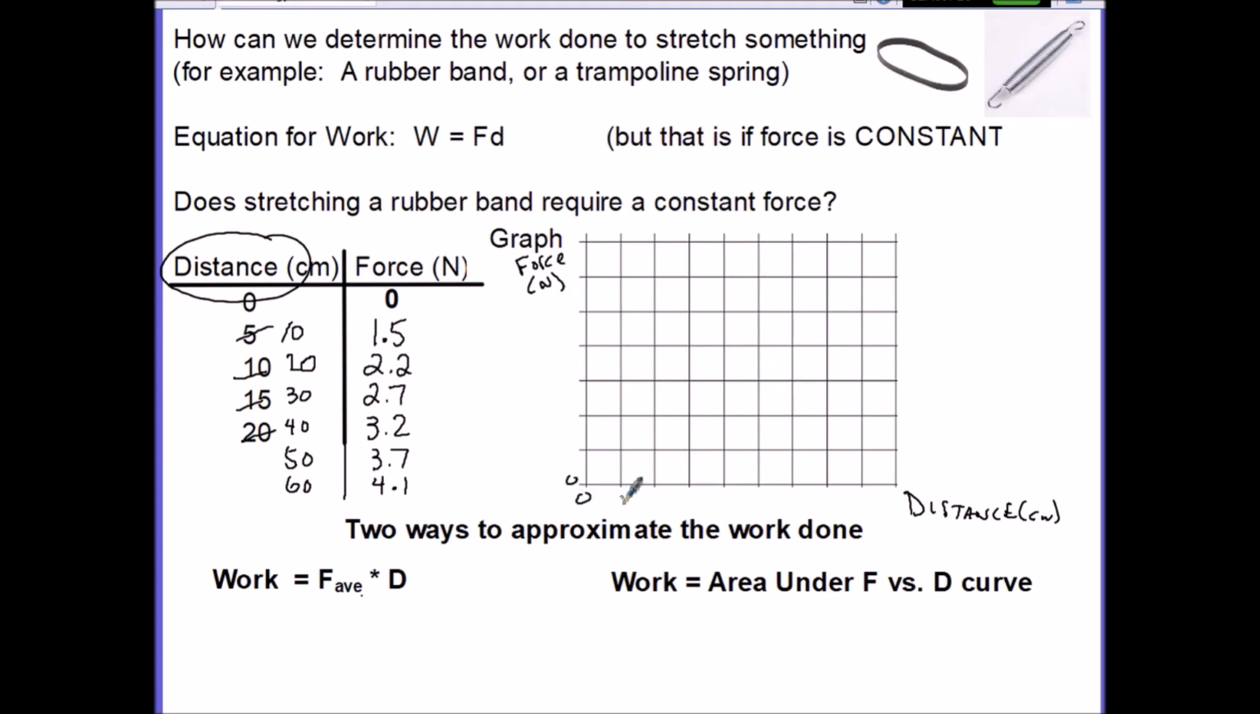Zeros and zeros, and let's make that 10, 20, 30, 40, 50, and 60, and then 1, 2, 3, 4, and just quickly plot those. We got 10 goes to about 1.5, 20 about 2.2, 30 2.7, 40 about 3.2, 50 3.7, and 60 about 4.1. Again, we're just trying to get somewhat of a rough sketch here. I'm going to try to draw that as accurately as I can.